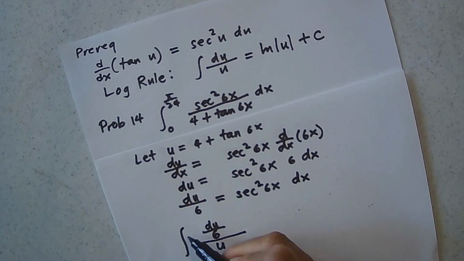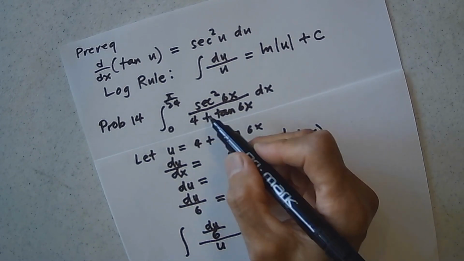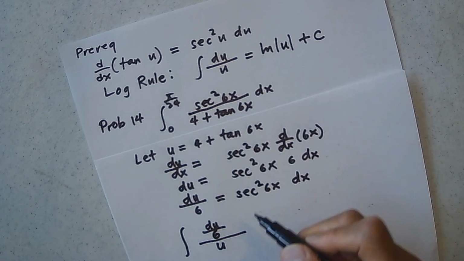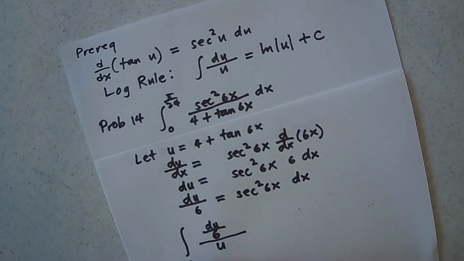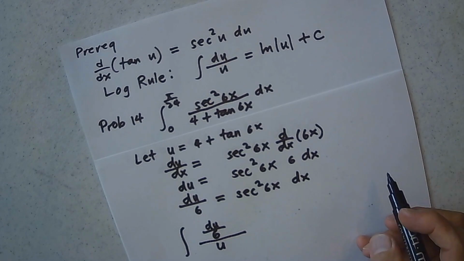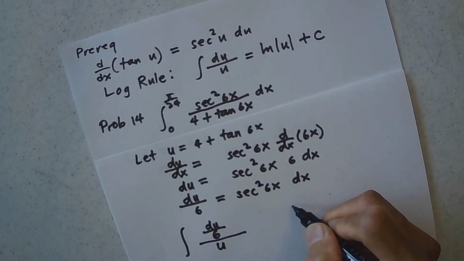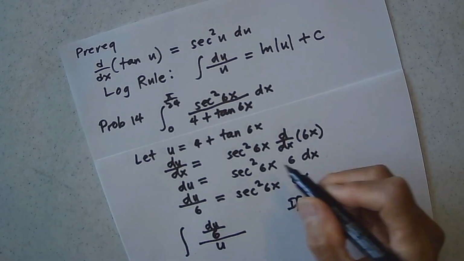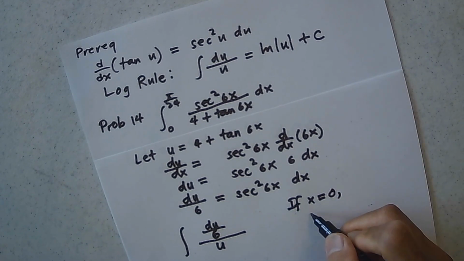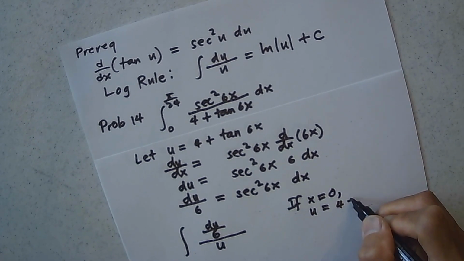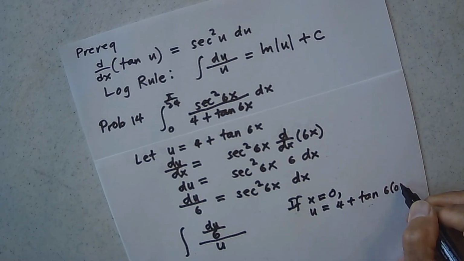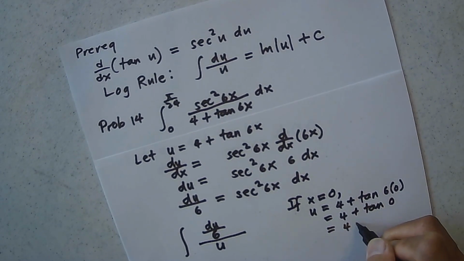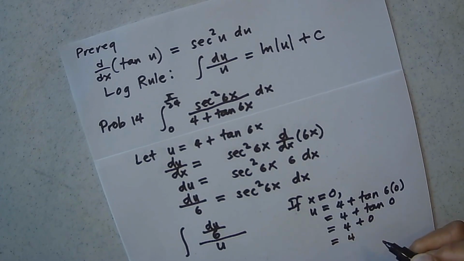You notice that I didn't put my limits here. It's because the problem is using the variable x, and the limits are 0 to pi over 24. When we change the variable to u, this must also change. So let's go ahead and do that. So if x is 0, I'm using the 0 here in the denominator, in the lower limit, then u becomes 4 plus tangent 6 times 0. 6 times 0 is 0. Tangent 0 is 0. So the limit becomes 4.